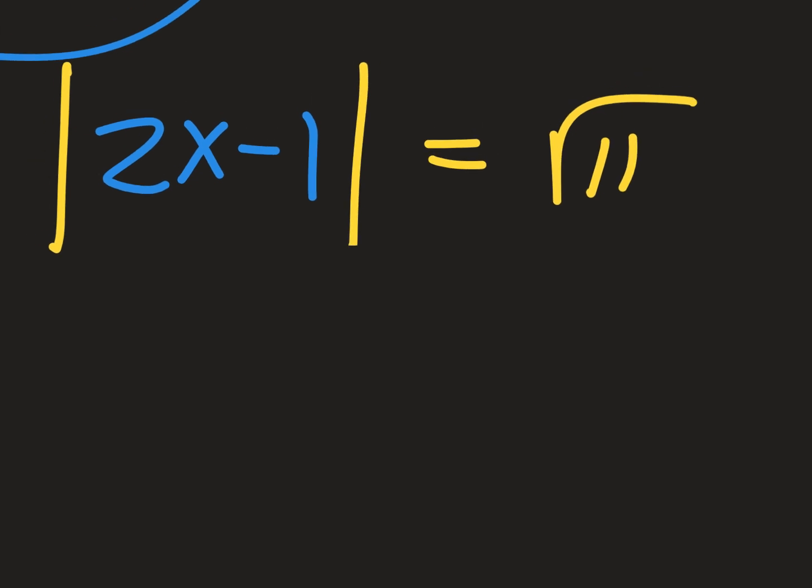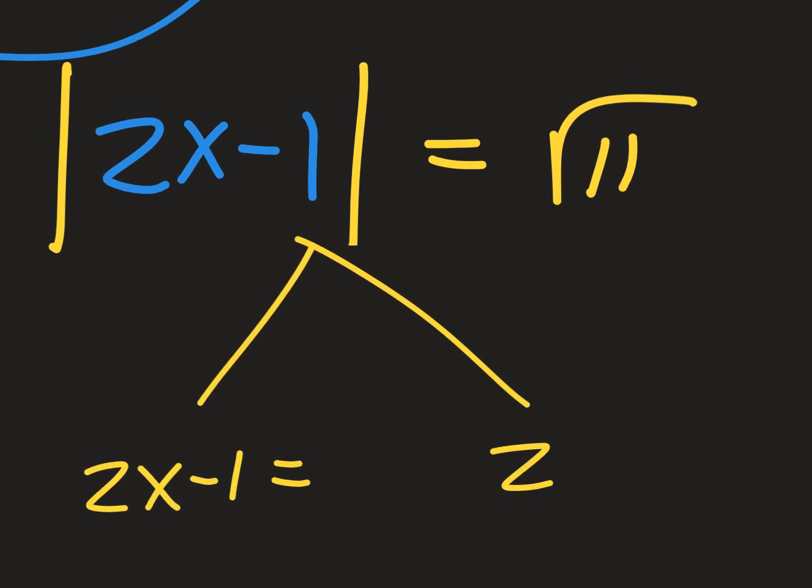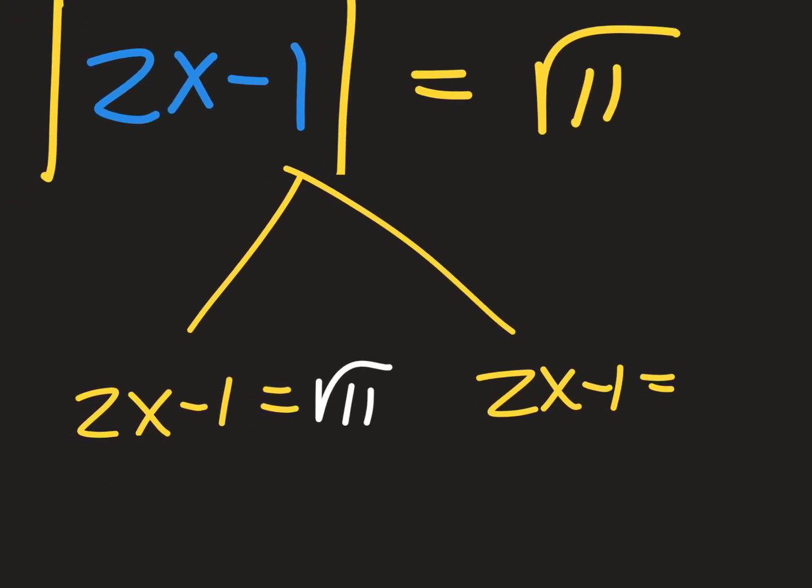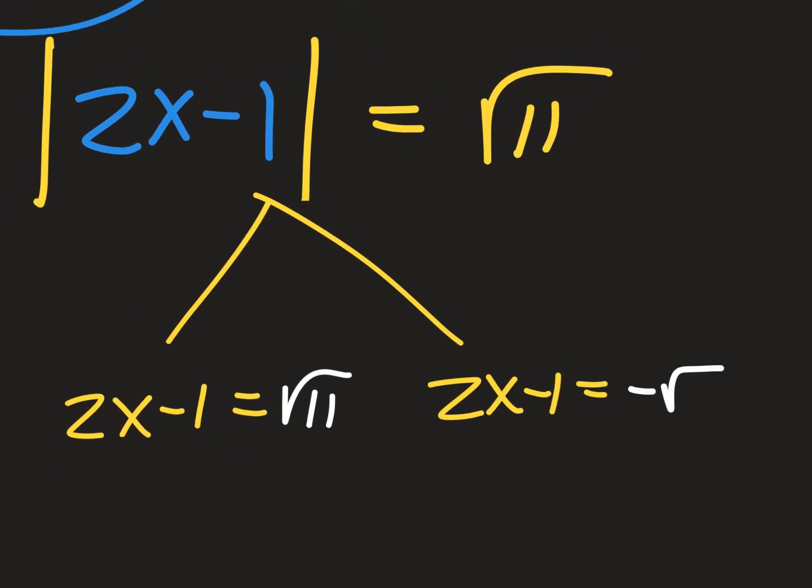And now it breaks out into 2 things. 2x minus 1 equals, and 2x minus 1 equals. And they are identical except for a negative sign: square root of 11, and negative square root of 11. All right. Cannot stress enough how pre-calc isn't that hard. It is the algebra like this. It's going to get you.